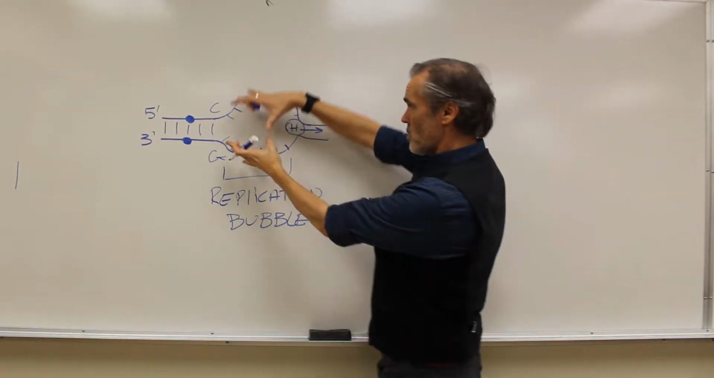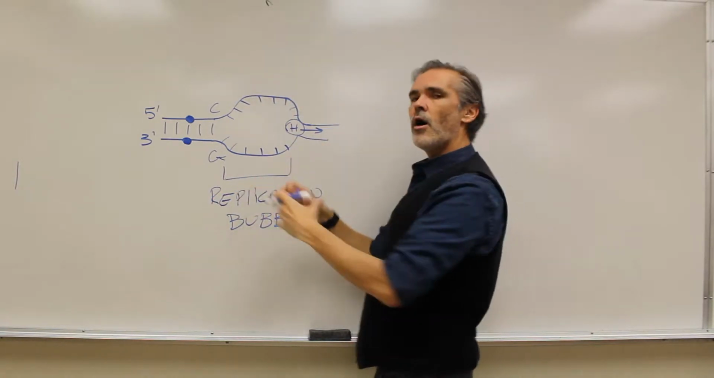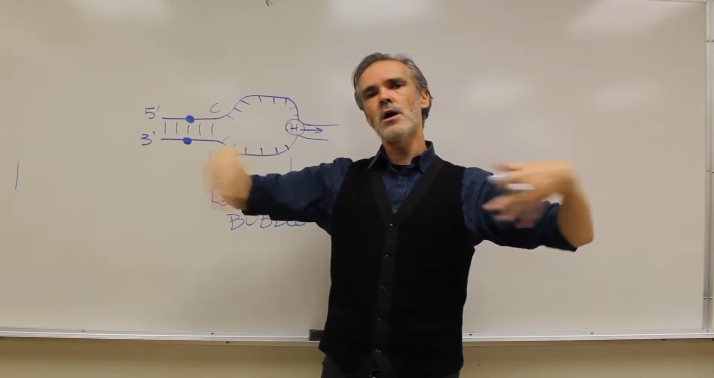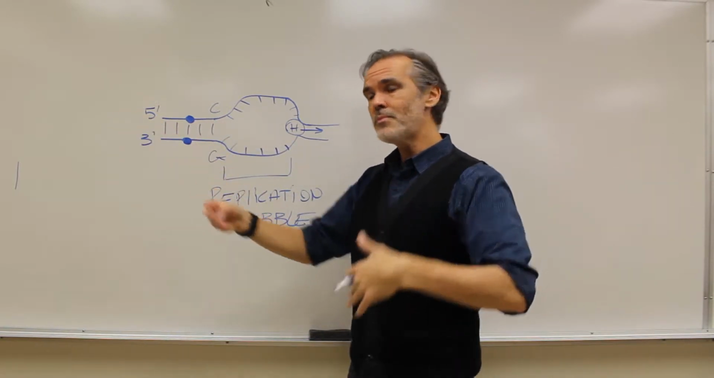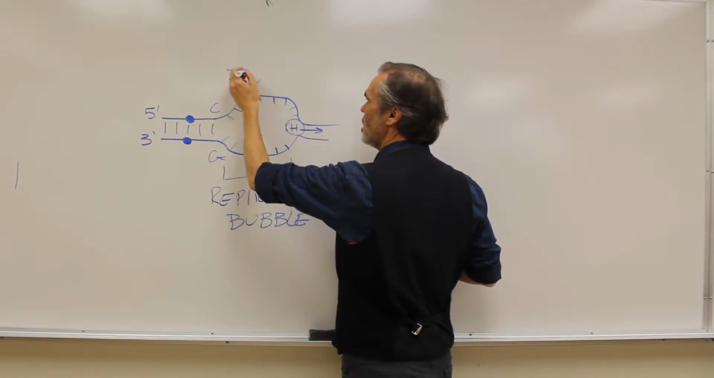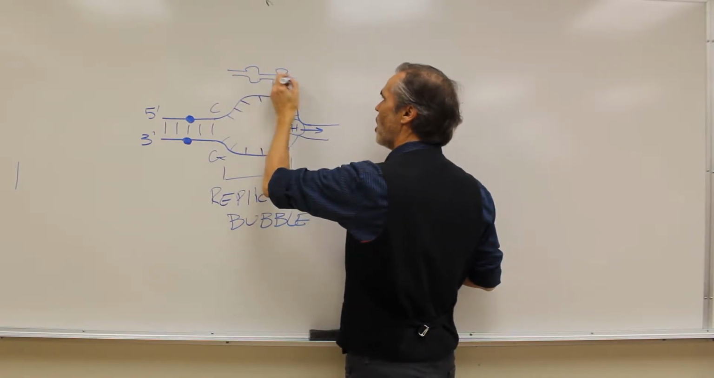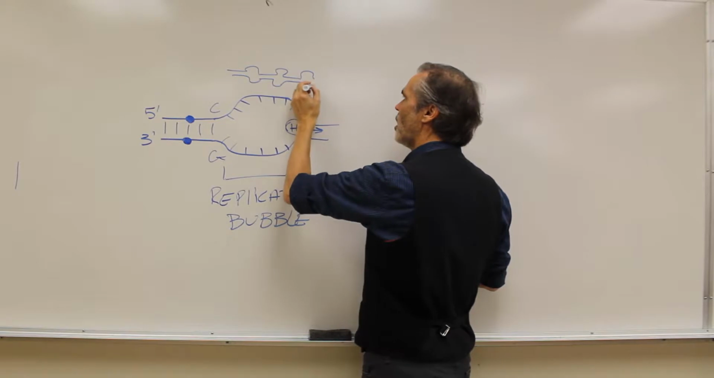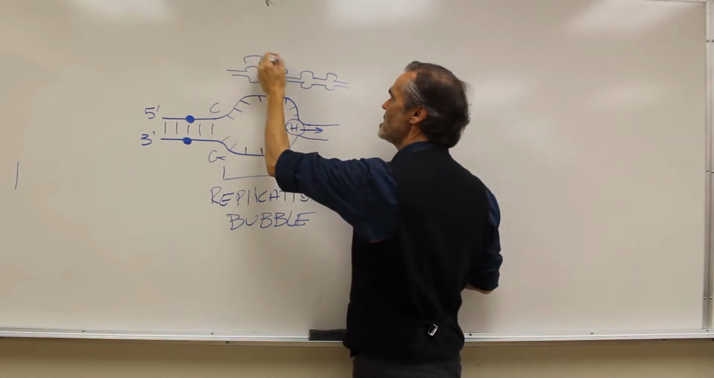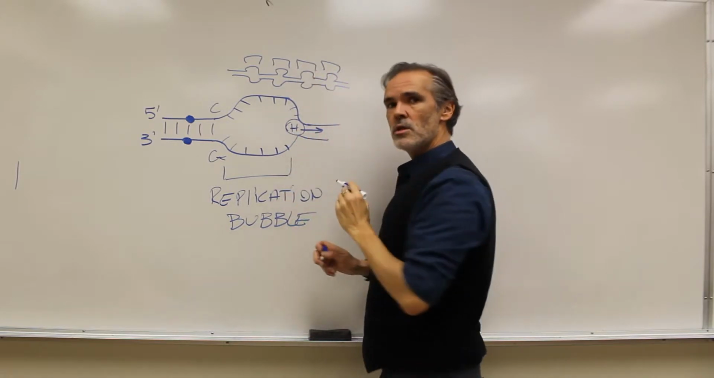Replication bubble, okay? So this is our replication bubble, and on our linear chromosomes, long stretches of DNA, uninterrupted, we'll have many of those. So basically we'll have bubbles like this all over the length of our chromosomes, right? So we'll have many different replication bubbles.